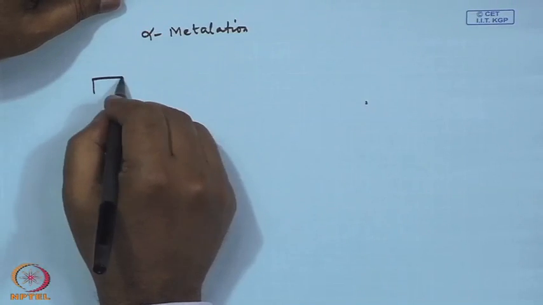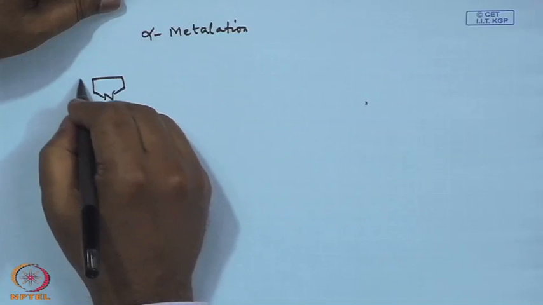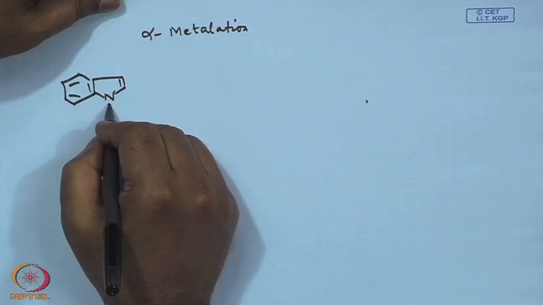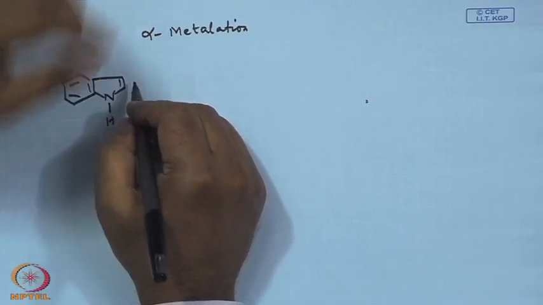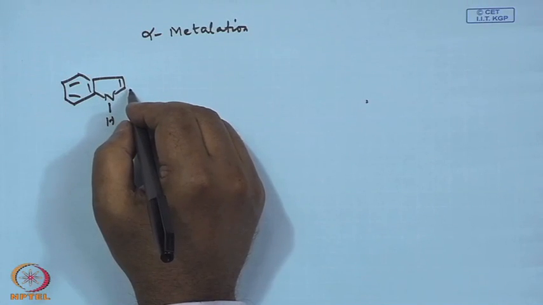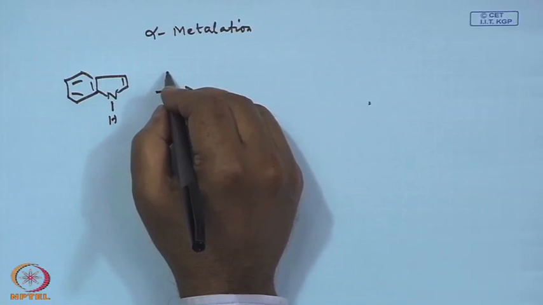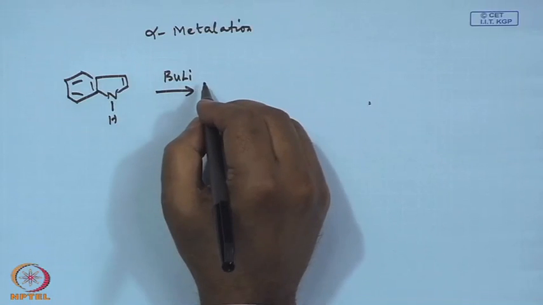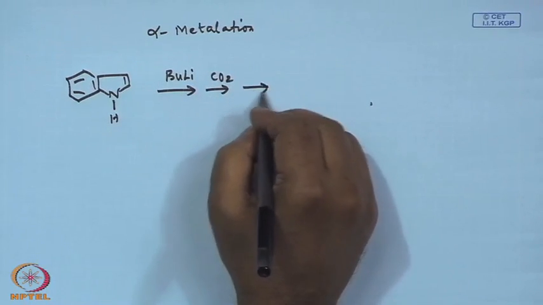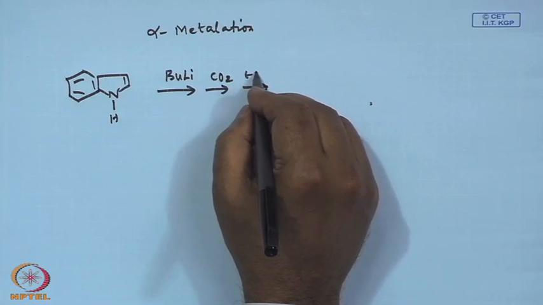Let us say you begin with indole, and I think first butyl lithium is given, then carbon dioxide, then again tertiary butyl lithium.